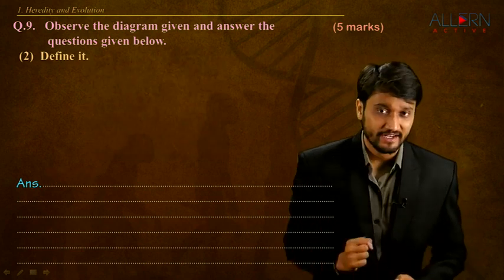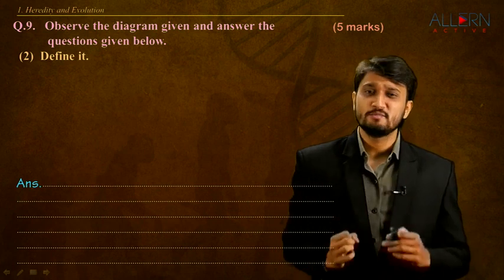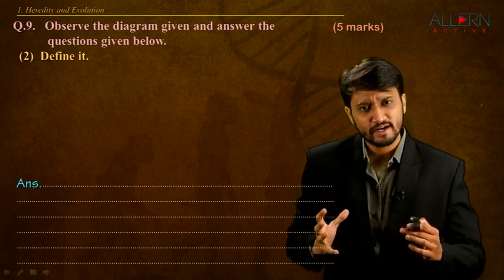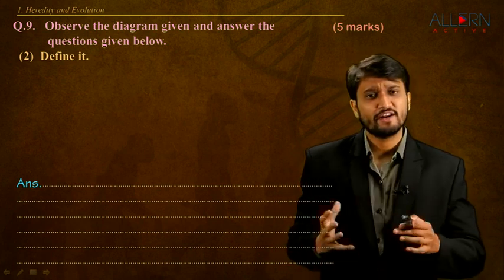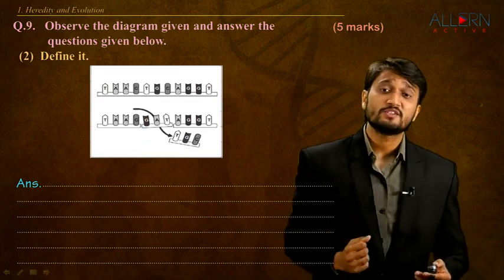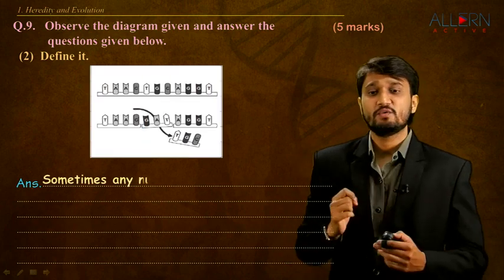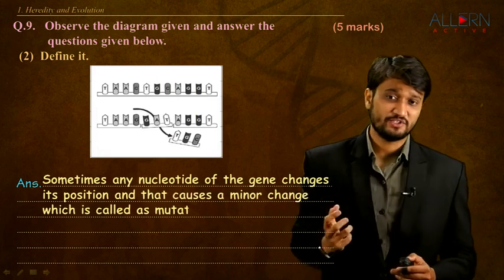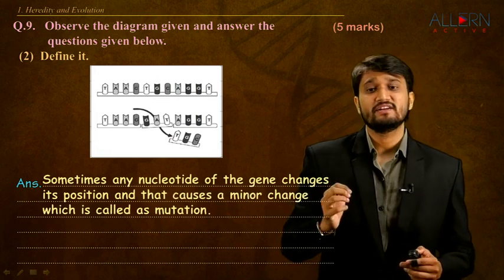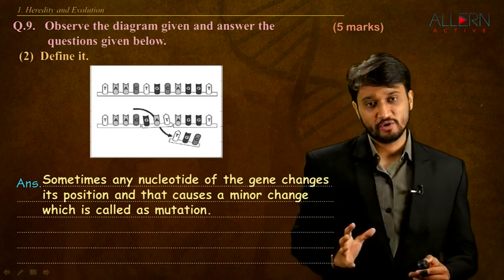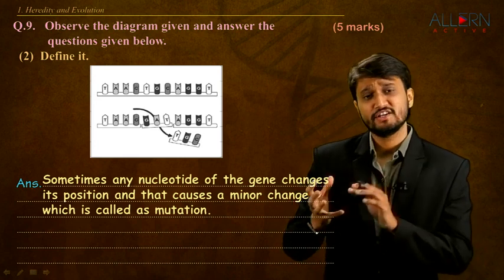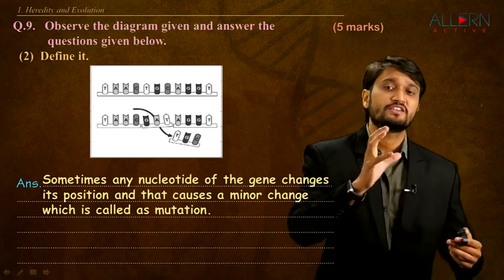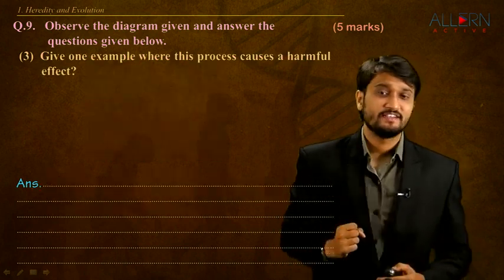We have to define it, right? So what exactly is mutation? Whenever the nucleotide sequence of a DNA or a nucleic acid is changed, it is called mutation. Let's see the technical words over here. Sometimes any nucleotide of the gene changes its position, and that causes a minor change, which is called a mutation. So the nucleotide within a gene, when it changes its location, that causes a mutation. That is your second answer.